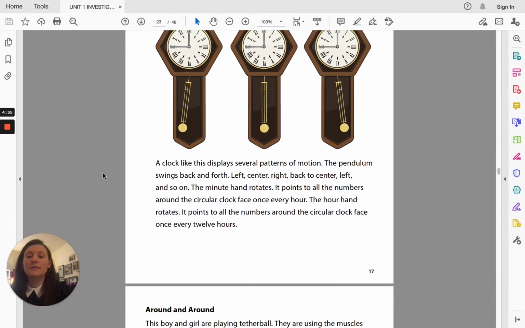A clock like this displays several patterns of motion. The pendulum swings back and forth. Left, center, right, back to center, left, and so on. The minute hand rotates. It points to all the numbers around the circular clock face once every hour. The hour hand rotates. It points to all the numbers around the circular clock face once every 12 hours.